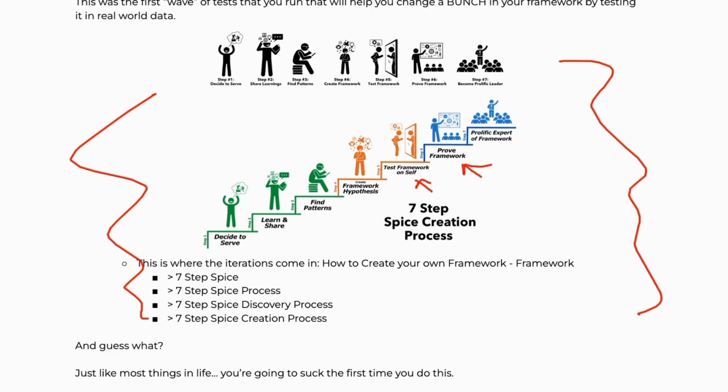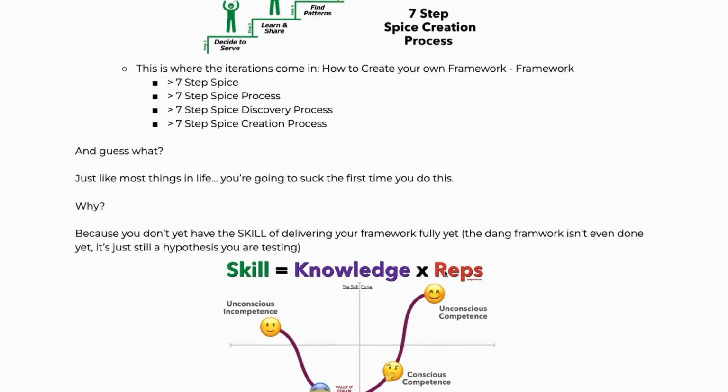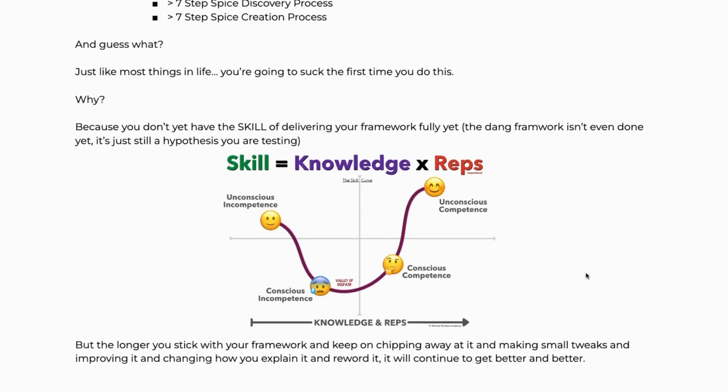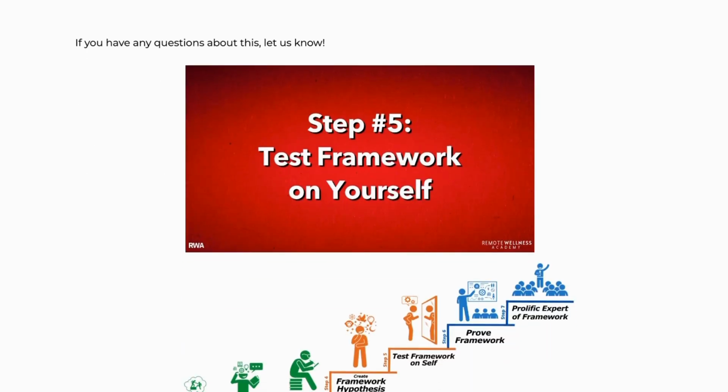And guess what? Just like most things in life, the first time you do this, you're going to suck. And so skill equals knowledge times reps. And the more reps that you do, the more your framework is only going to become better and better and better. Okay. And so that is step number 5 of the entire process, which is testing the framework on yourself.